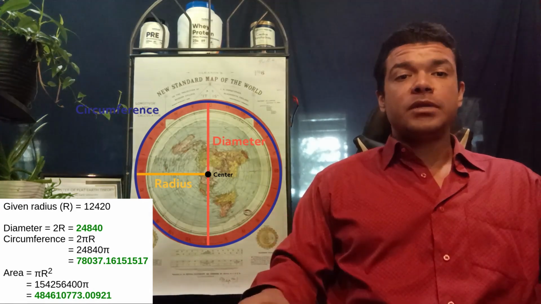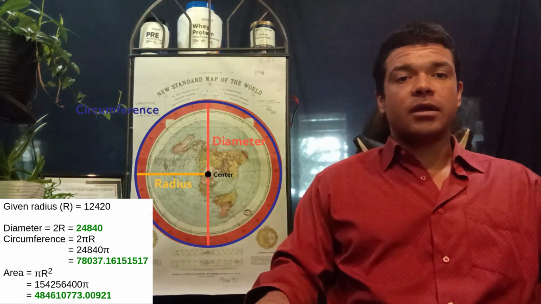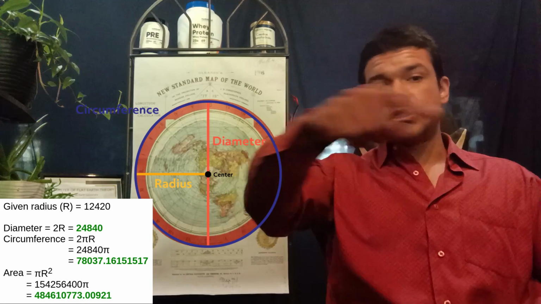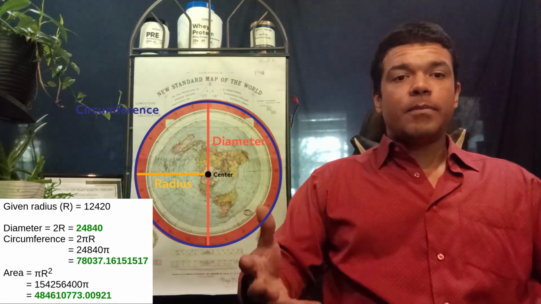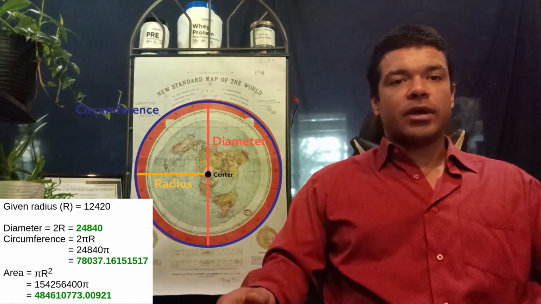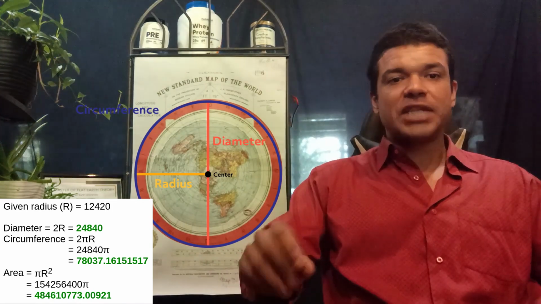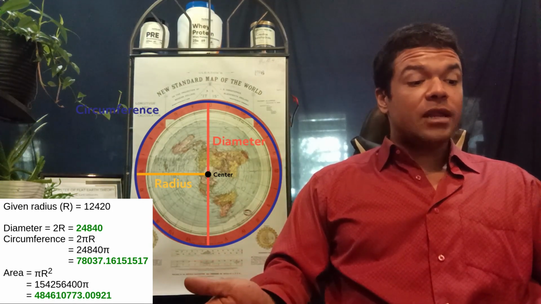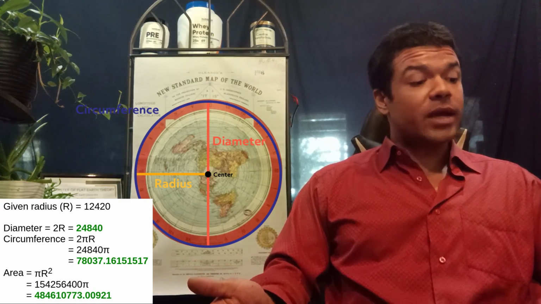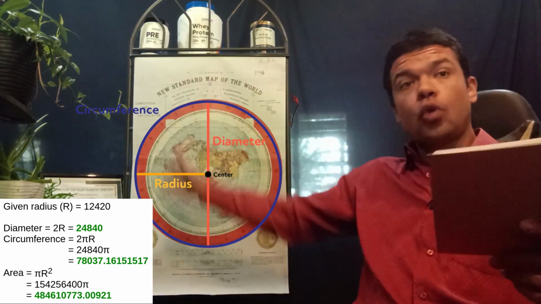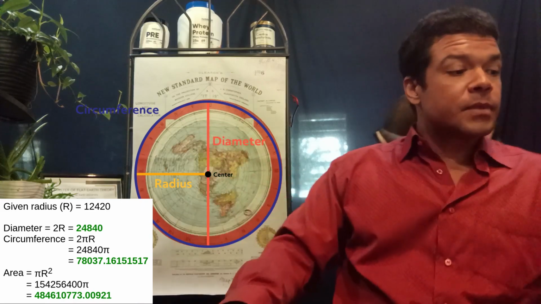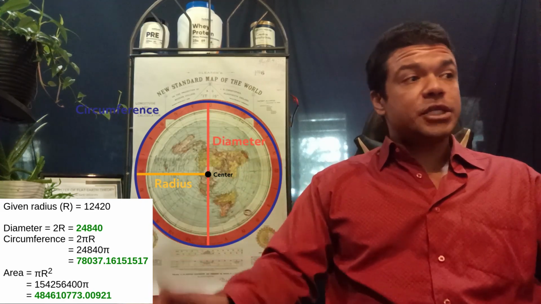Miles squared means we're talking about a surface area. For example, my 1 acre yard or a square foot. So we're talking about a unit of area. It's not just a distance anymore. So that's what that squared means, if that was confusing to you. But 484 million miles squared, that is the total surface area for our flat Earth. And this should be quite easy to understand.